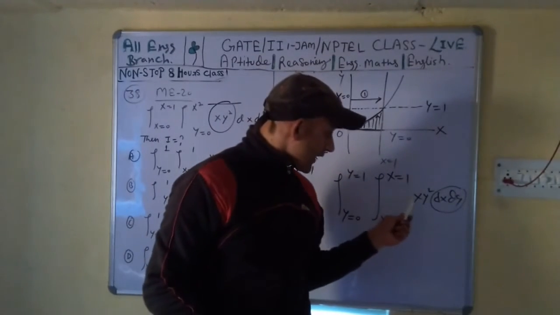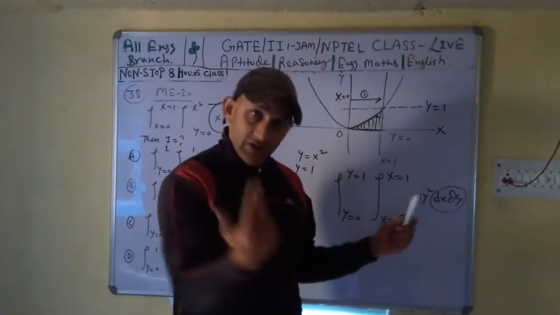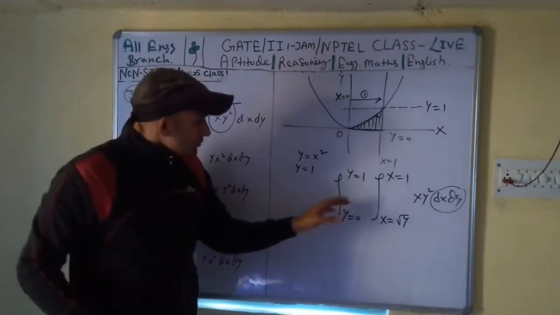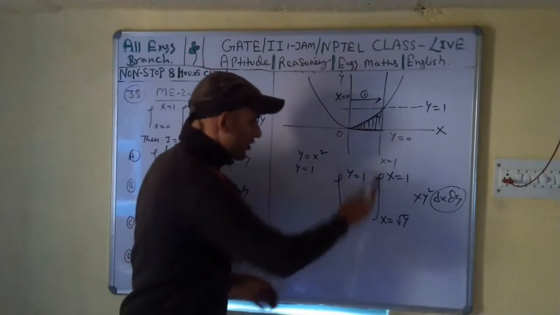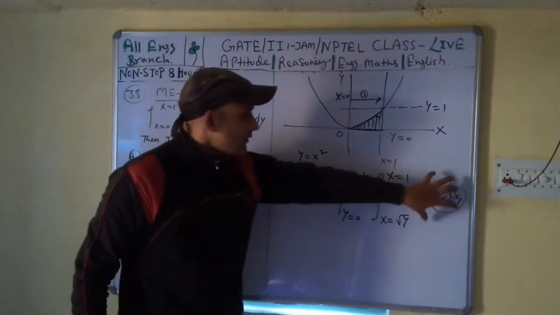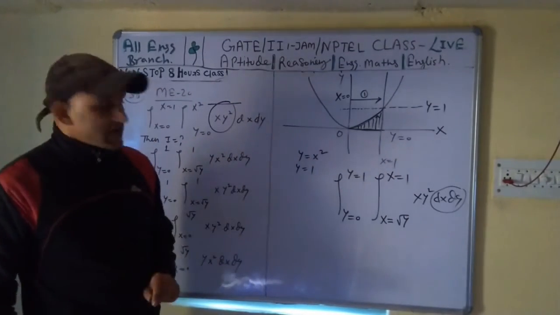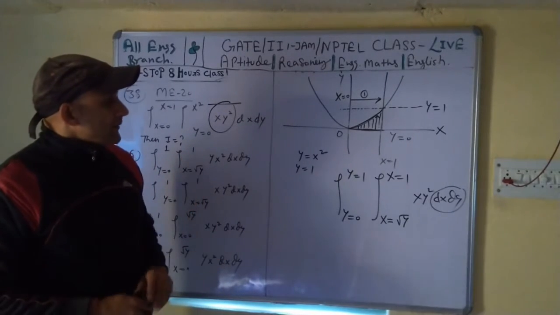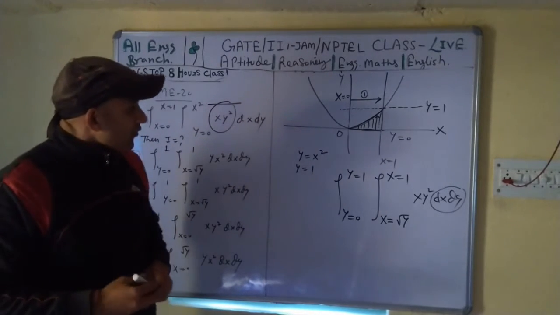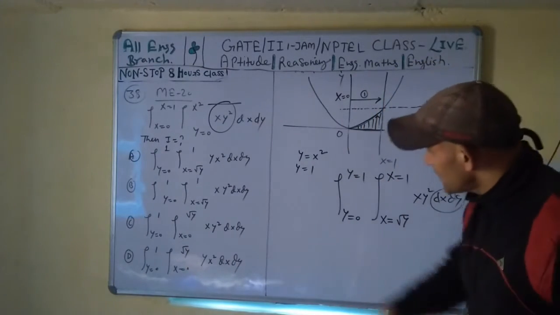Don't get confused here. Also, if the function is written as x y square, that is the same. But if we change the order, then the answer will also be different. So that is your correct answer. I think you understand how to find the value whenever you get this type of problem. Now check which one is the correct answer.